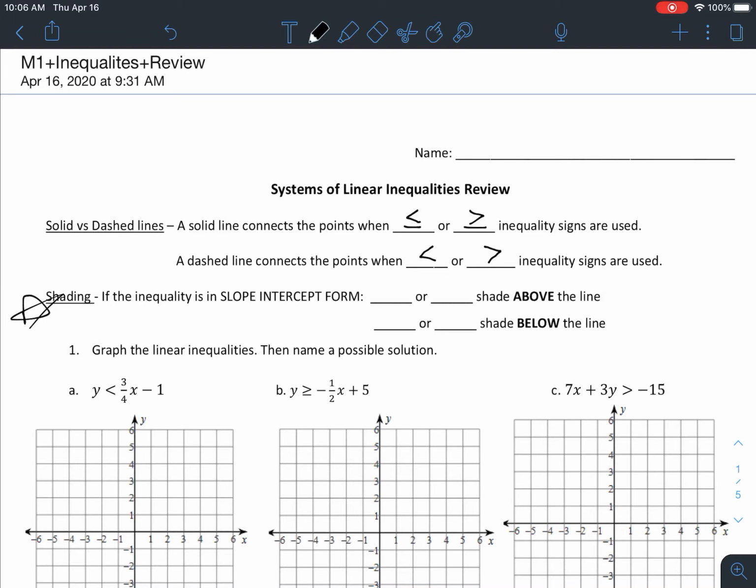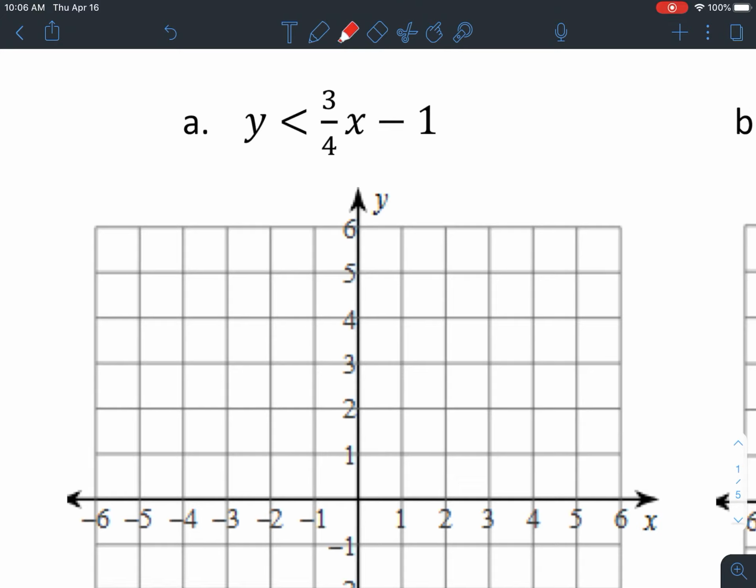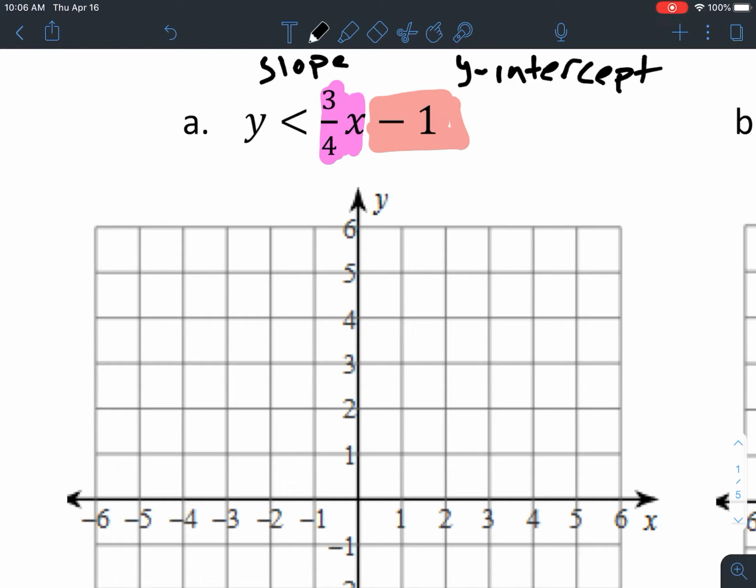Problem 1. Graph the linear inequalities, then name a possible solution. So if we look at this, we have to look at this first part here. This is our function right here. This part here, as we've talked about in the past, is our y-intercept. And this part here, in the pink, is our slope. So we worked on this in the past, the last couple chapters now.